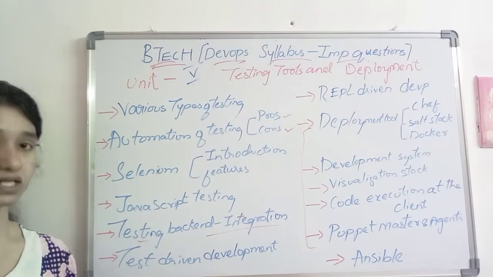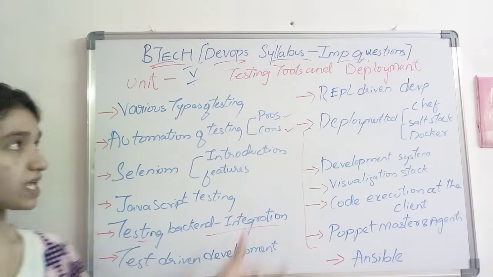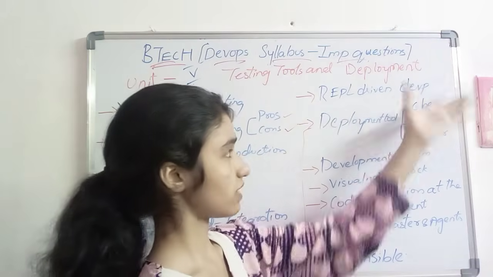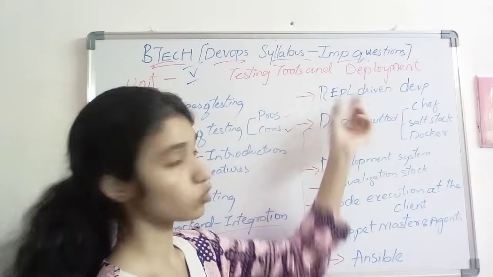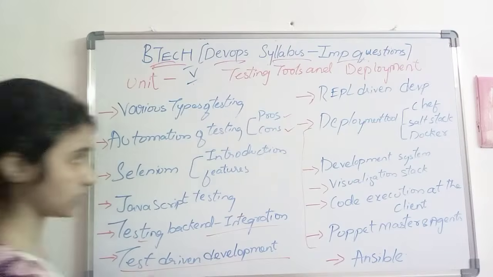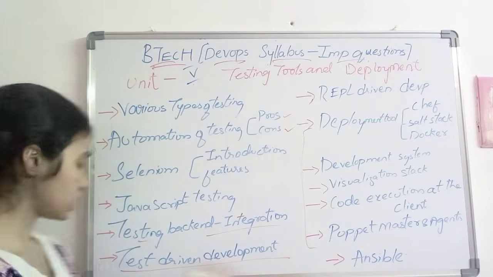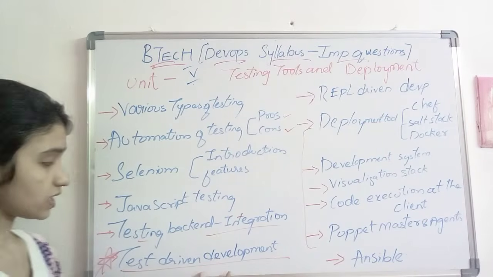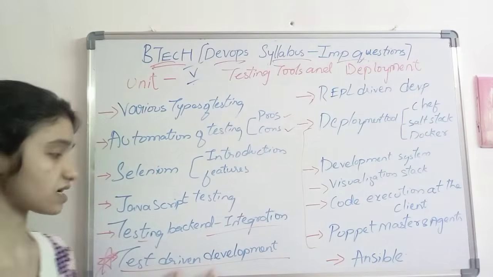Next, test driven development is also where we will be testing the software. And REPL driven development. REPL stands for read eval print loop. So these are the two main important development approaches which you have to make sure of: whenever you are starting, you have to write how they are different and how test driven development works.